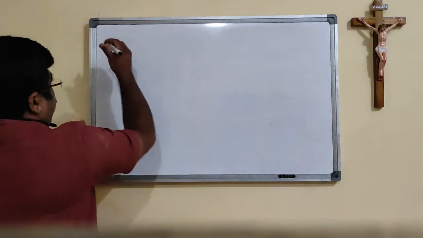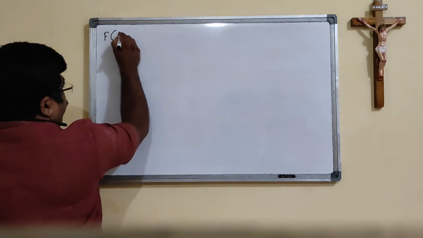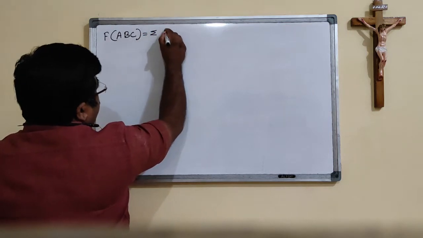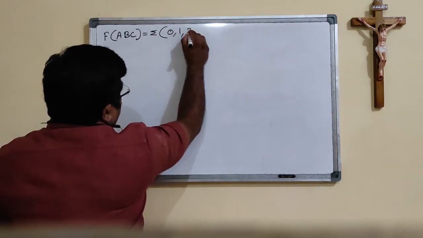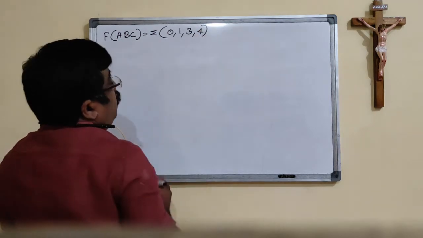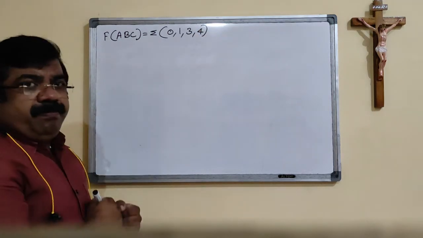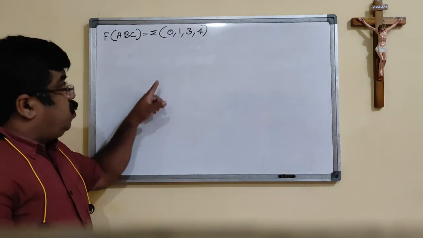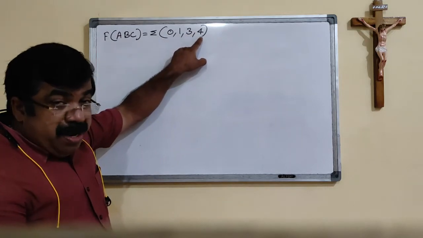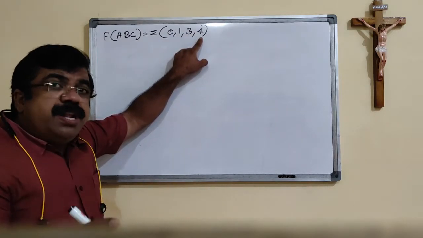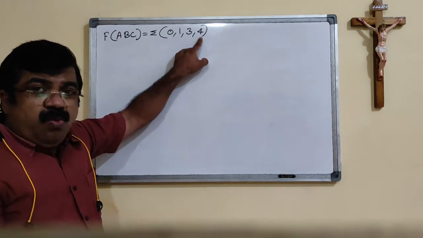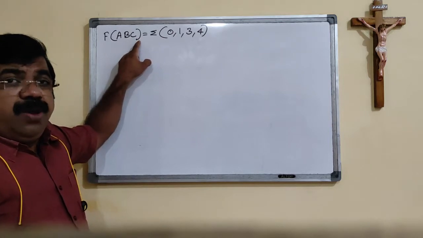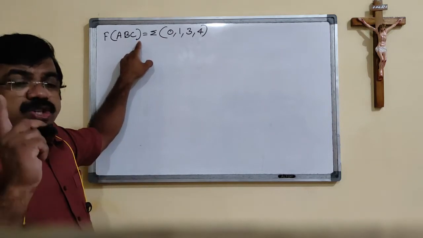Okay. We are given f of ABC is equal to sigma 0, 1, 3, 4. I think you remember this term. Sigma shows canonical sum of products, and these minterms which are written here are the minterms which are having the output 1.